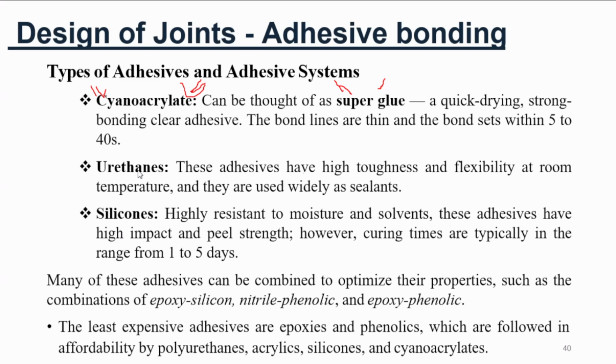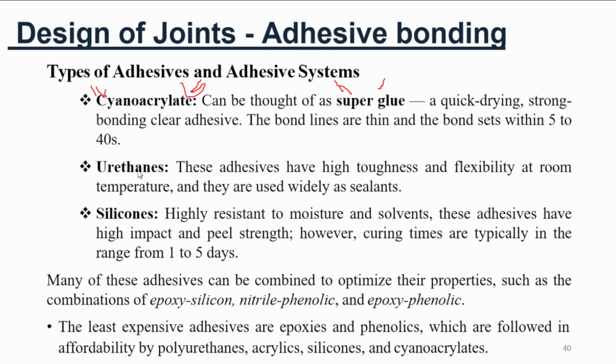Then urethane adhesives. These provide high toughness and flexibility at room temperature. Often used as both adhesives and sealants. They maintain good strength even under vibration or impact. Basically used in the automotive industry, and sometimes in construction and electronics.